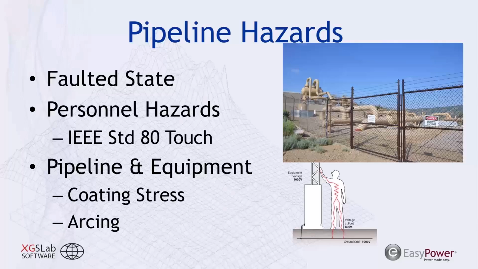And if there's already some nicks or damages in that coating, you can have direct arcing from the transmission system to that pipeline. Both of these can obviously be pretty hazardous scenarios.